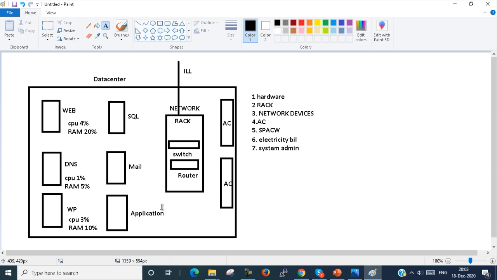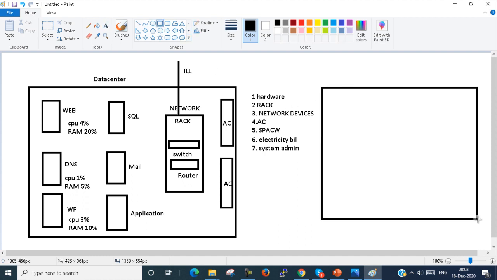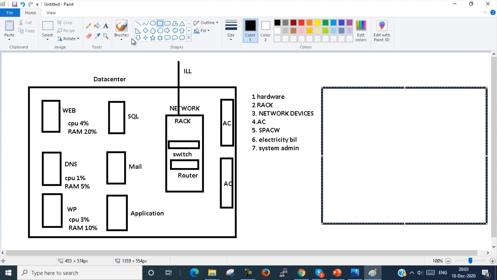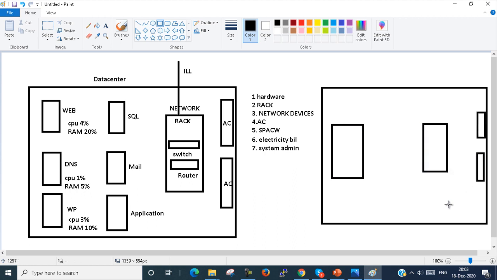To overcome this kind of scenario, we deploy the same data center, but we configure only one physical server. The rack and the ACs are the same.